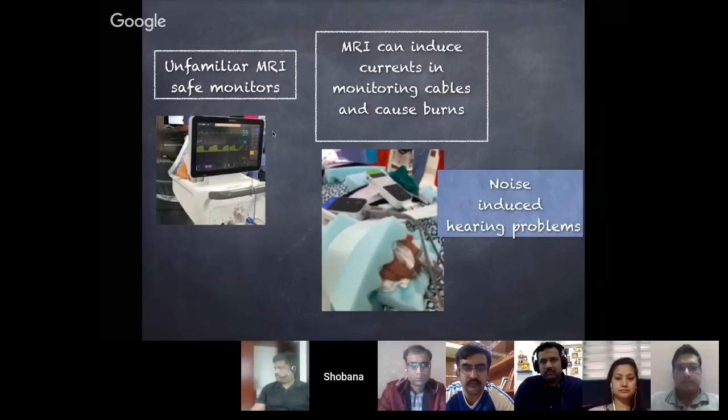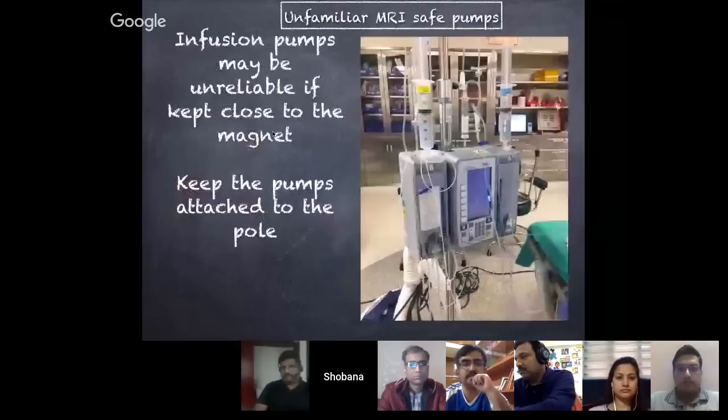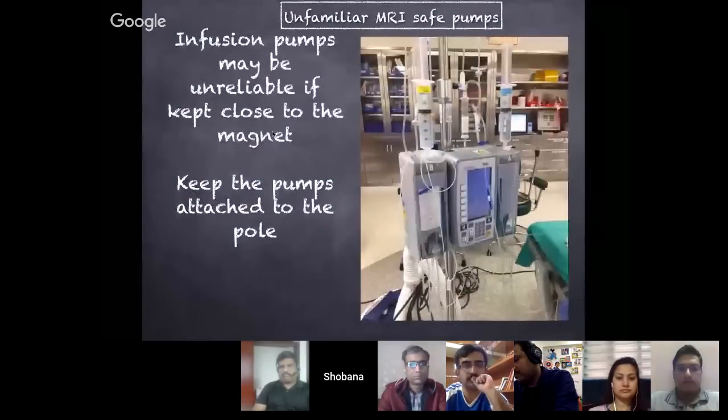MRI also induces heating in the monitoring cables, and therefore you need to have adequate padding between the patient and these monitoring cables. Otherwise, there can be burns in the patient. Besides that, the MRI, when it is scanning, does generate a high degree of noise, and this can induce acoustic problems. Therefore, you need to make sure that the patient, as well as the personnel in the operating room, have ear protection with earbuds or something when the scanner starts.